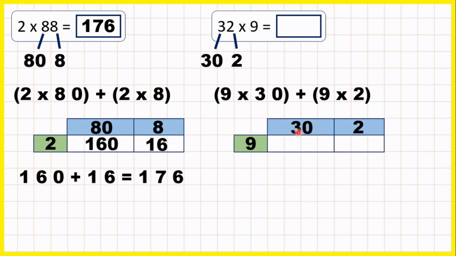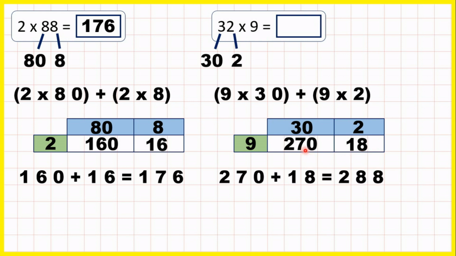Now in this box we have 9 times 30. Well, 9 times 3 is 27, so 9 times 30 is 270. And in this box we have 9 times 2, which is 18. So we add 270 plus 18, which gives us 288 as our answer.